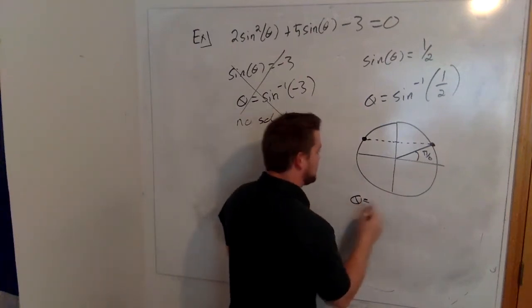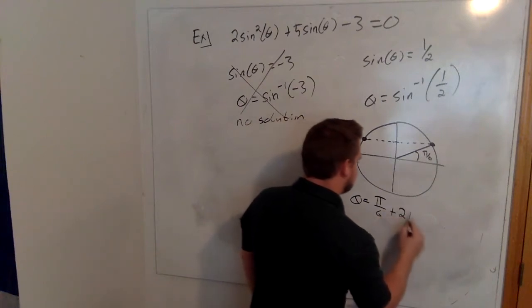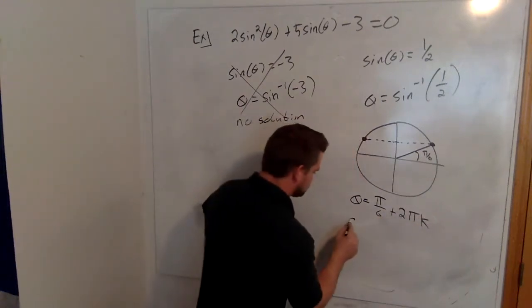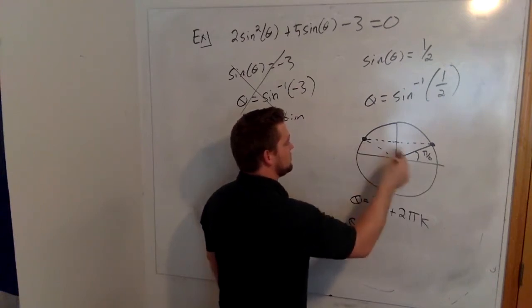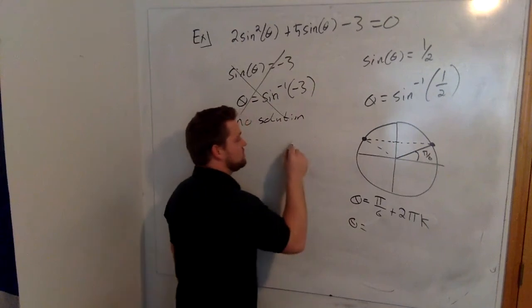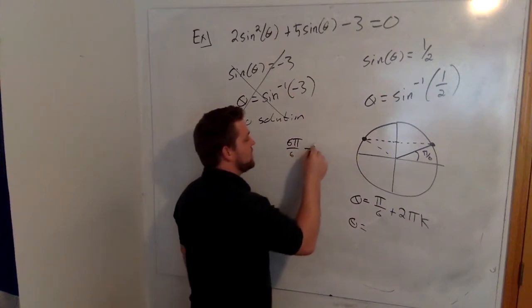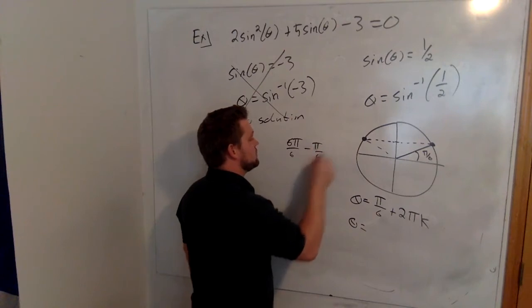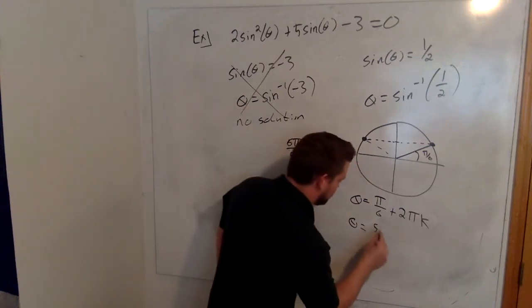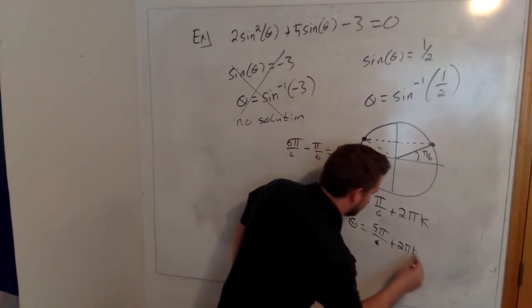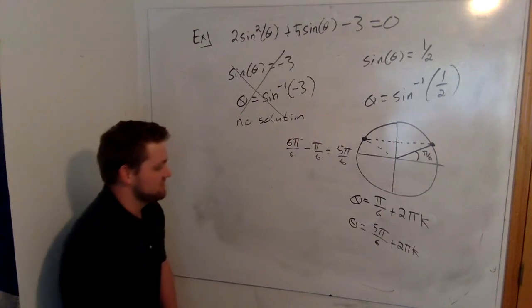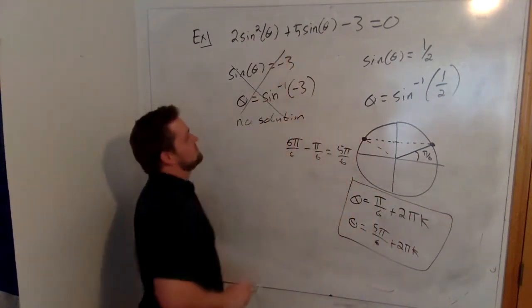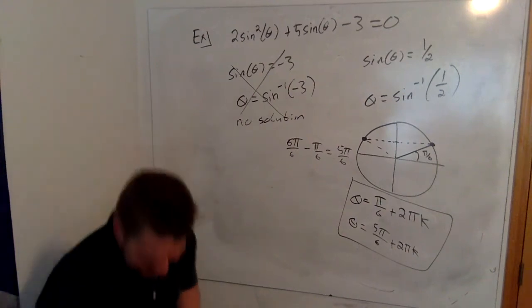So our solutions will be theta equals pi over 6 plus 2 pi k. Or, what else? Well, the reference angle here would be pi over 6. So to get to this larger, obtuse angle, we could take 6 pi over 6, which is equivalent to pi, and take away a pi over 6. That should be 5 pi over 6. So 5 pi over 6 plus 2 pi k. If you didn't like that, you could just count how many pi over 6s it takes to get there: 1, 2, 3, 4, 5. 5 pi over 6. So here is the solution set to this trig equation. Fun.